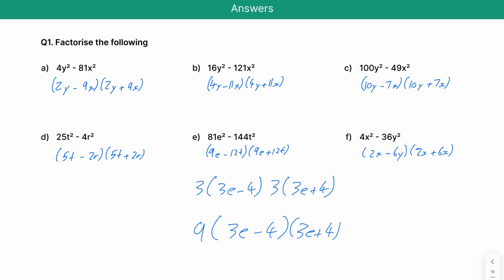All the others look correct except the last one here. So again, with this last one, it'll be 2 bracket x minus 3y, and then 2 bracket x plus 3y, and that would just become 4 bracket x minus 3y, x plus 3y. Okay, that is now fully factorized.